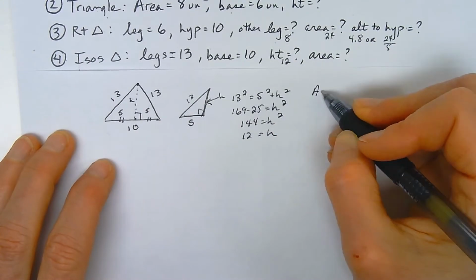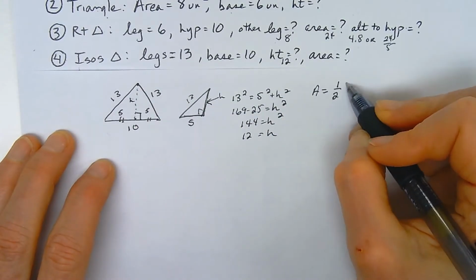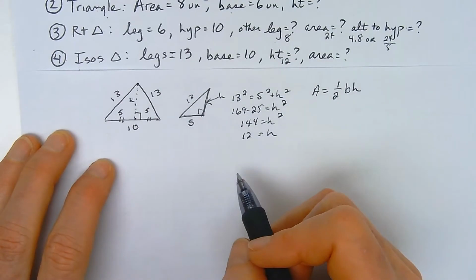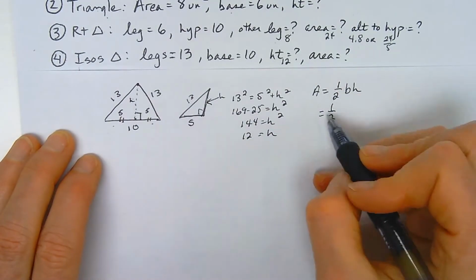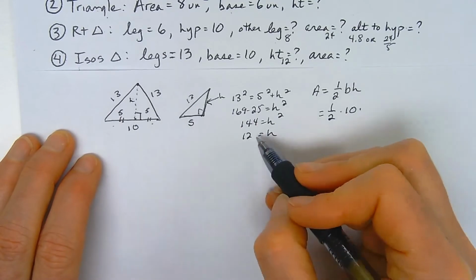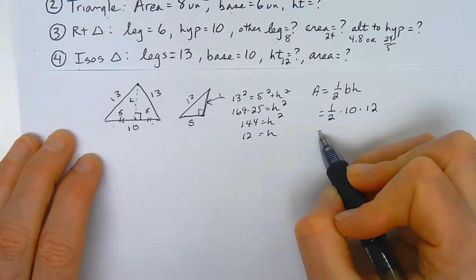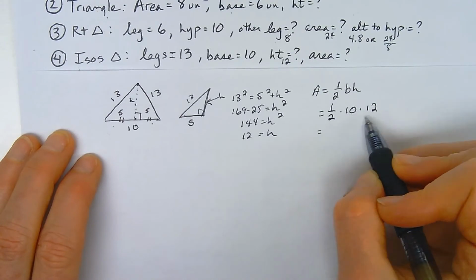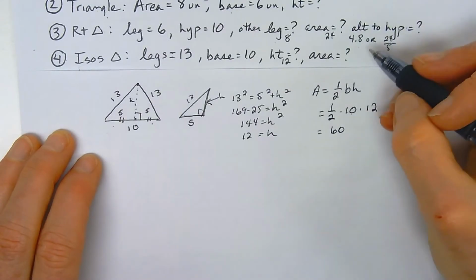Now, to find the area of this entire triangle, I use the formula 1/2 base times the height. The base is 10, and the height that we found using the Pythagorean theorem is 12. Half of 10 is 5. 5 times 12 is 60. The area is 60.